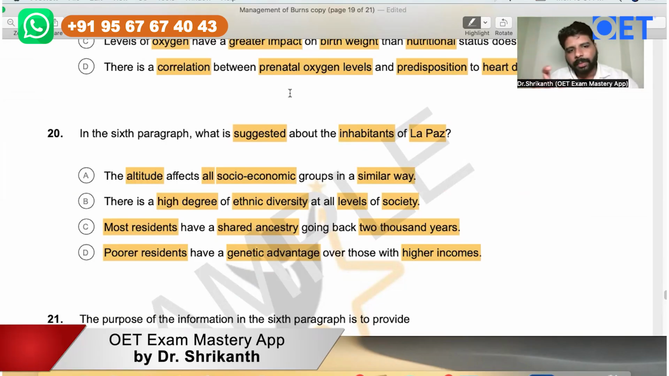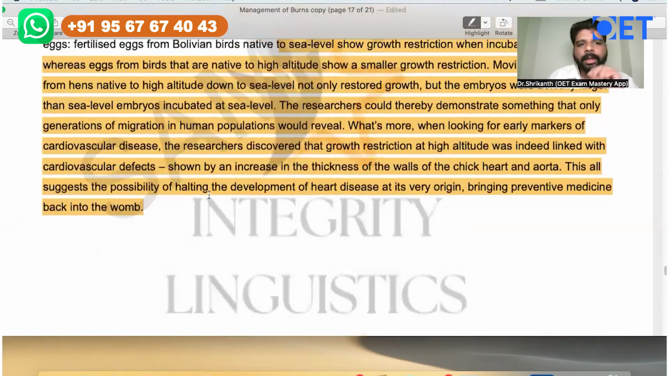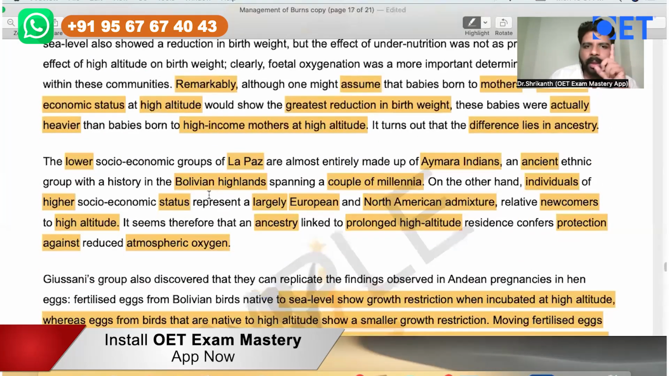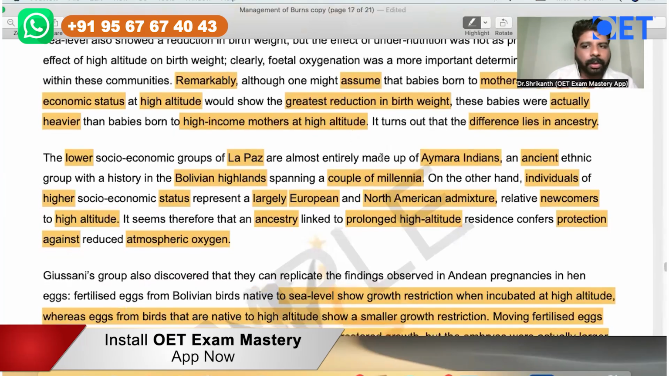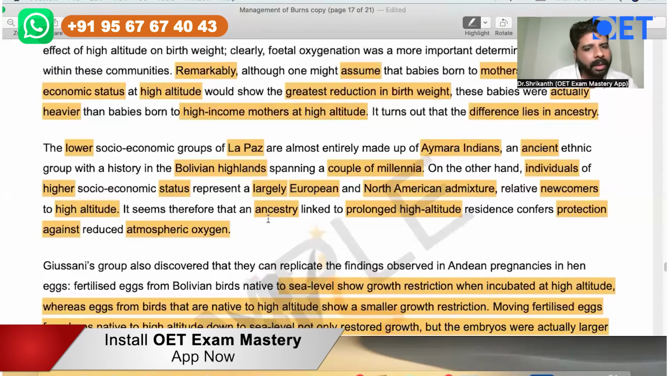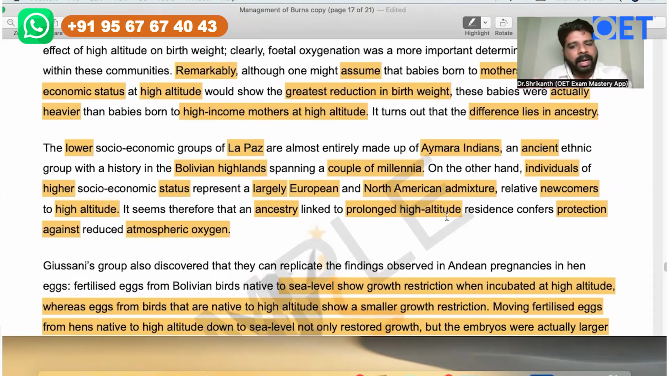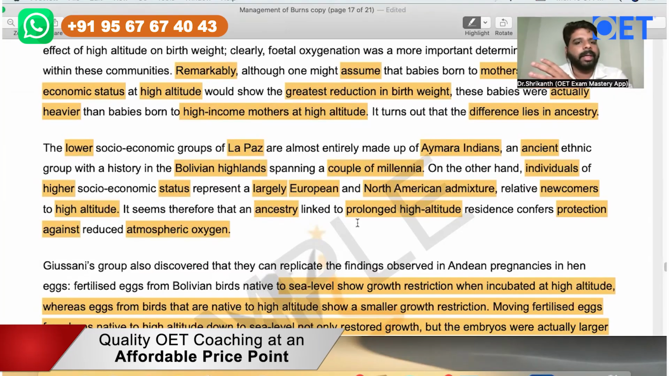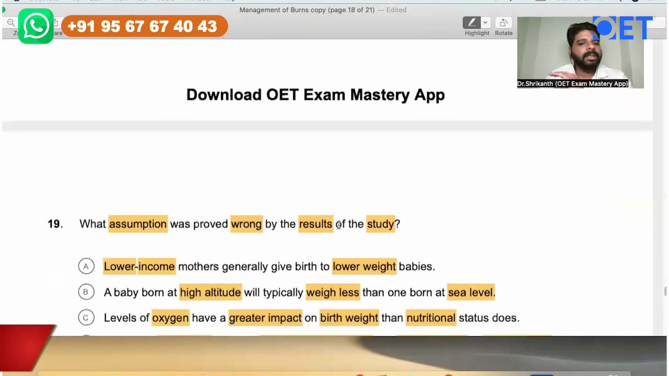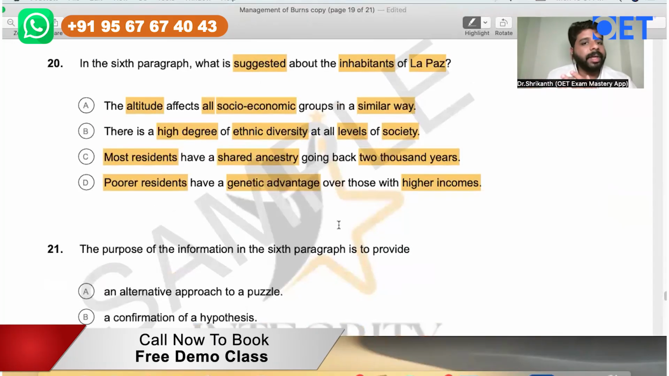Then just read answer option A, you go there. Okay, now you see, the altitude affects all socio-economic groups similarly. Now you see, only one answer option is in your mind. Okay, altitude affects everyone equally. Is that mentioned? Is that correct or not? No. Okay, now see over here, ancestry, the high altitude, more protection, poor people. Okay, so therefore, it is clearly mentioned that rich people and poor people are not impacted equally. So we can eliminate answer option A. Okay, so like this, you can go back and forth if it is a very difficult question.